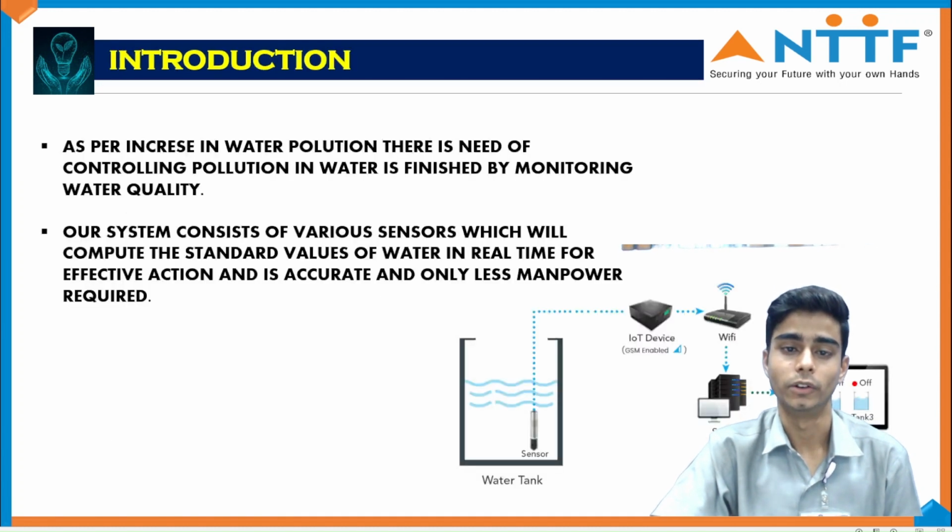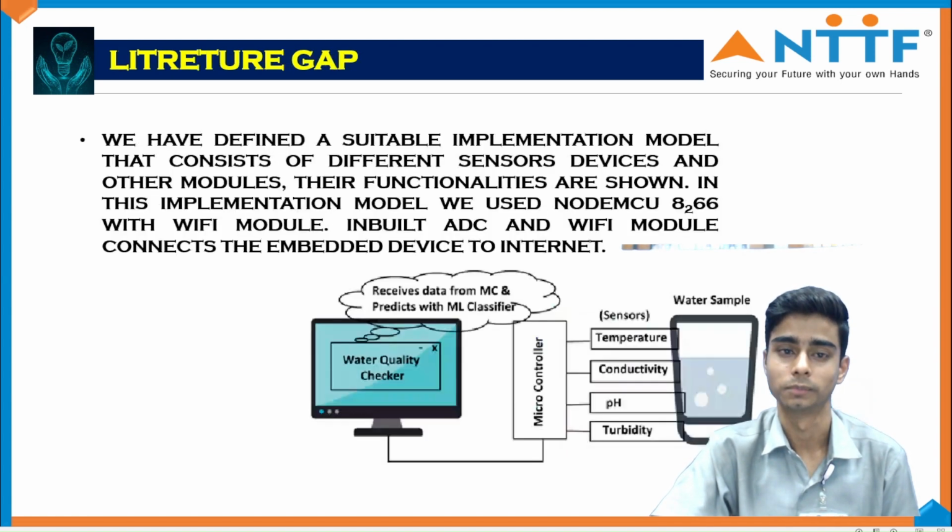Introduction. With the increase of water pollution, there is a need for controlling pollution in water, which is done by a water quality monitoring system. Our system consists of various sensors which always compute the standard values of water in real time for effective action. It is accurate and only less manpower is required.